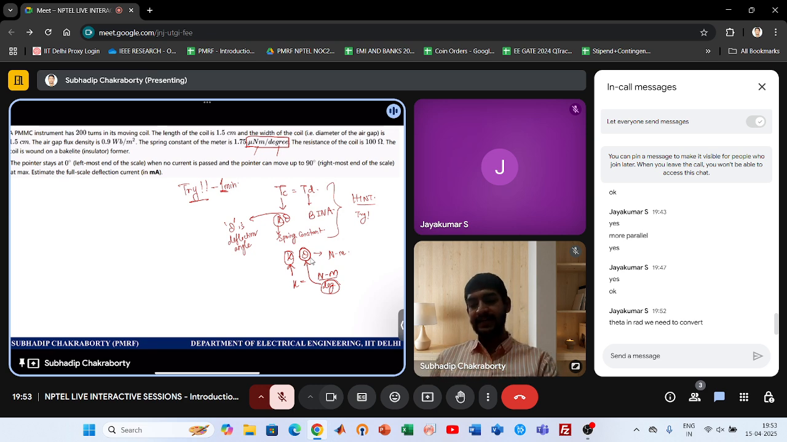If it was given in radian, then theta would have been in radian. But here it is degree, so directly plug in degree. So what is the spring constant? 1.75 into 10 to the power minus 6. There is a micro. Multiplied by 90 should be equal to some torque.